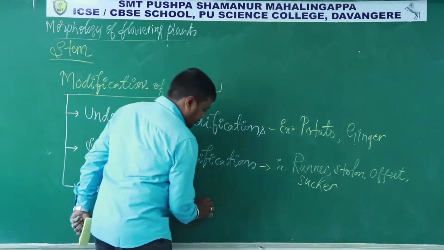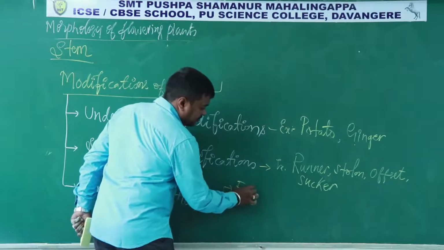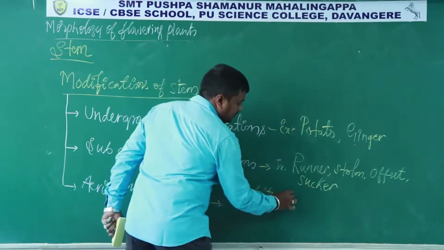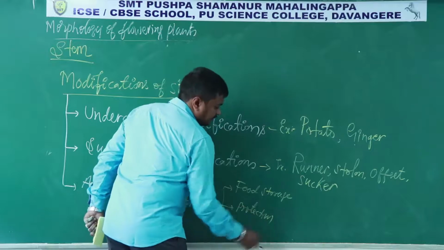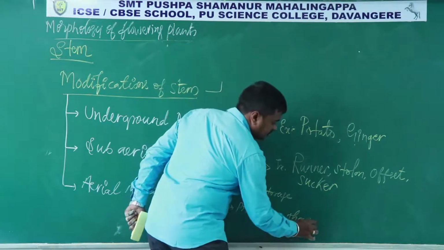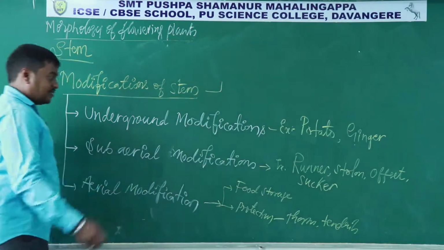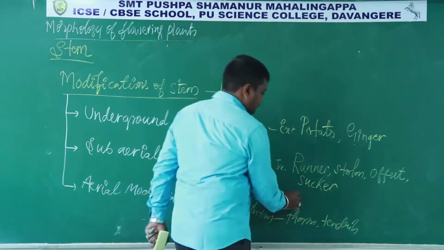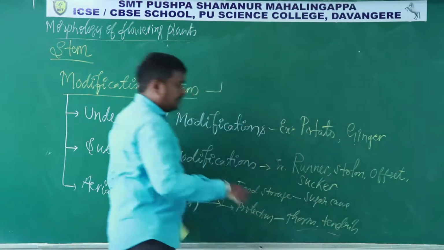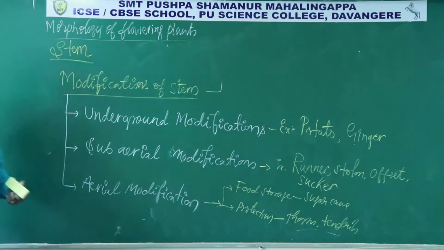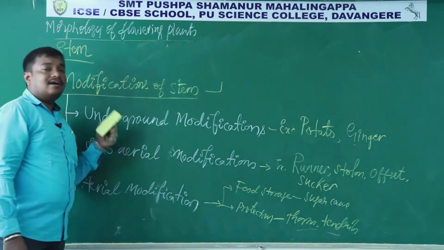So aerial modification for food storage and for protection, such as thorns, then tendrils. Thorns ಇರುತ್ತೆ, tendrilsಗಳು. For food storage, as in case of sugar cane. ಓಕೆ, ಸೊ ಮತ್ತು ಪ್ಲಾಂಟ್ಗಳಲ್ಲಿ ಮುಳ್ಳುಗಳು ಮತ್ತು ಬಳ್ಳಿ ಹಬ್ಕೊಳ್ಳಿಕ್ಕೆ ಹೆಲ್ಪ್ ಮಾಡುವಂಥ ಟೆಂಡ್ರಿಲ್ಸ್ಗಳು. ಸೊ ಅದೆಲ್ಲ ಪ್ರೊಟೆಕ್ಷನ್ನಿಗೆ ಇರೋವಂಥದ್ದು. So these are aerial modifications.